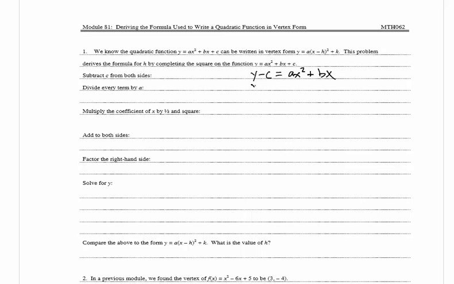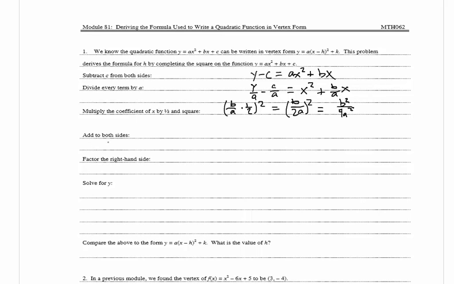So we have y over a minus c over a is equal to x squared plus b over a times x. And now we want to multiply the coefficient of x by 1/2 and square it. The coefficient in front of x is b over a, so we have (b over a times 1/2) squared, which is equal to (b over 2a) squared, which is equal to b squared over 4a squared.